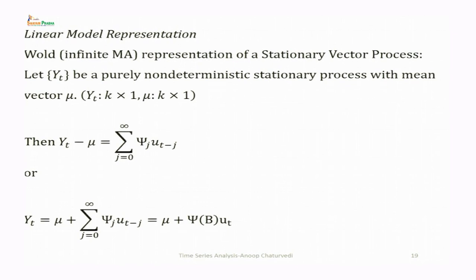So, the Wold infinite MA representation of a stationary vector process we consider. Suppose y t is a purely non-deterministic stationary process with mean vector mu. Y t is k cross 1, mu is also k cross 1. Then y t minus mu is equal to summation j equal to 0 to infinity psi j u t minus j.